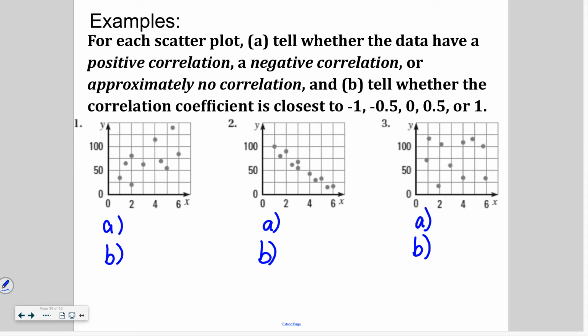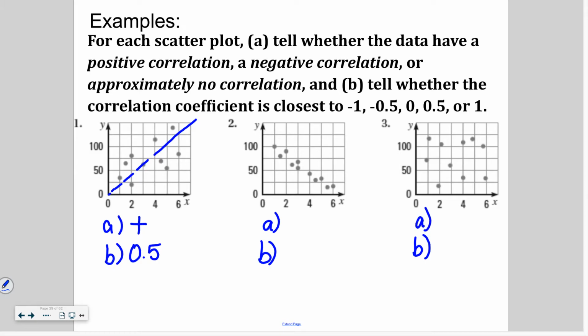All right. So if I look at this first one, if I look starting at 0, my points are going up. So it is a positive. Those are not that close together. So although they are making a positive line, they're not tight, so it's going to be a 0.5.